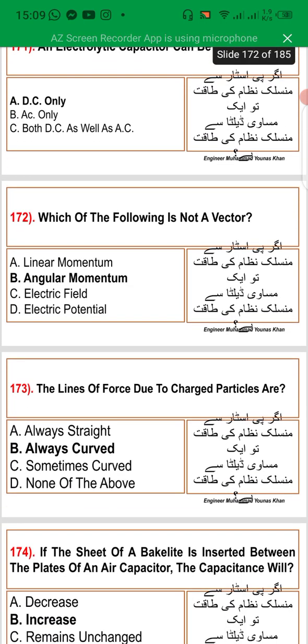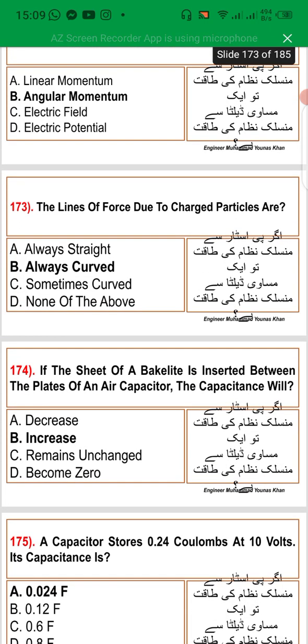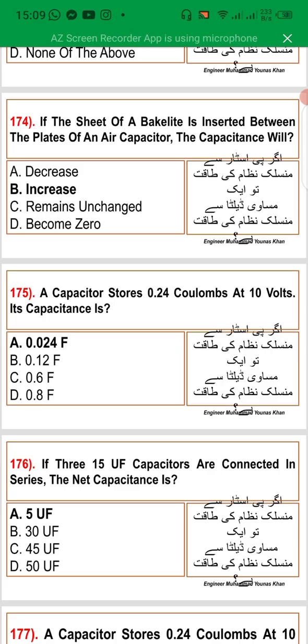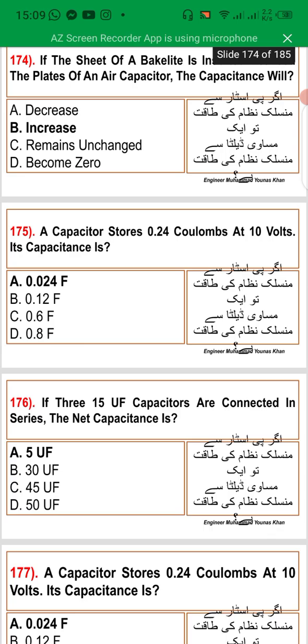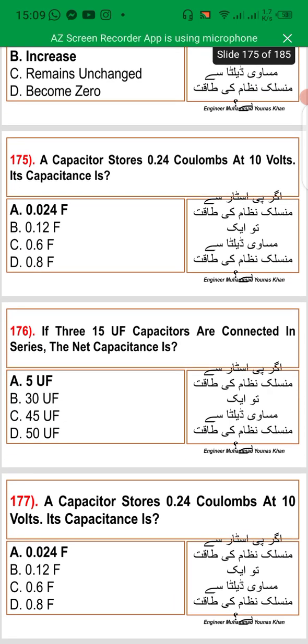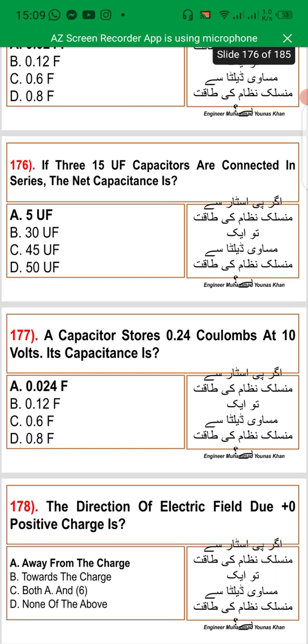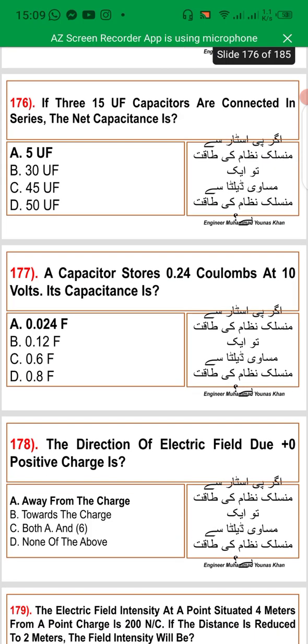Which of the following is not a vector? Angular momentum. The lines of force due to a charged particle are always curved. If the sheet of bakelite is inserted between the plates of an air capacitor, the capacitance will increase. A capacitor stores 0.24 coulombs at 10 volts. Its capacitance is 0.024 farad. If three 15 microfarad capacitors are connected in series, the net capacitance is 5 microfarad.